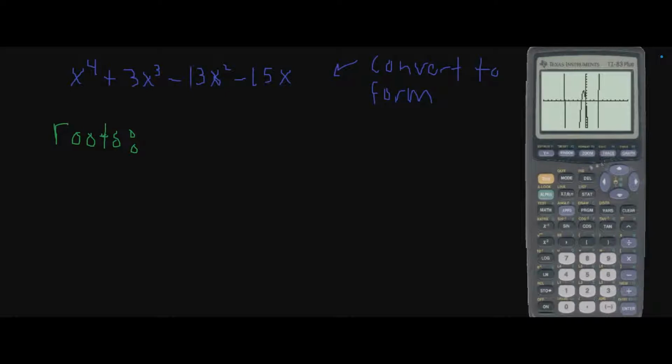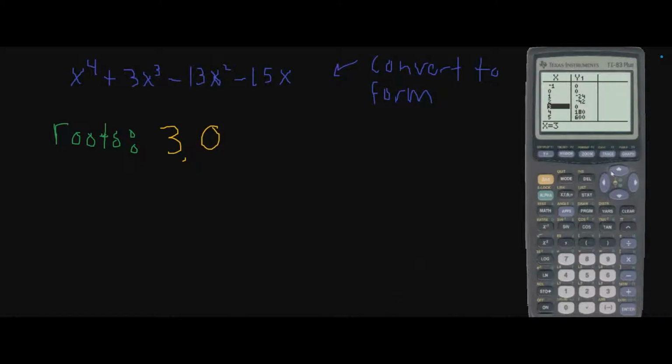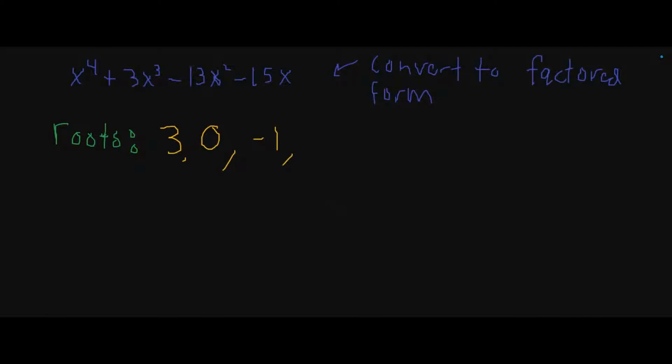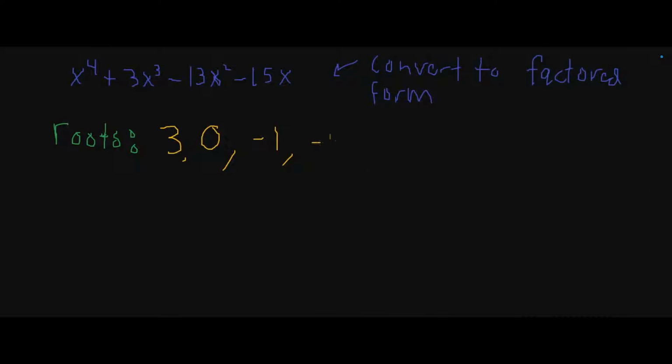All right. So what we do is we hit second, and then we go to table, and we start looking. My roots I can see: when my x value is 3, my y value is 0. So one of my roots is going to be 3. We also have 0, 0. So that means 0 is a root. And negative 1. And negative 5. Okay, so we know these are my 4 roots.